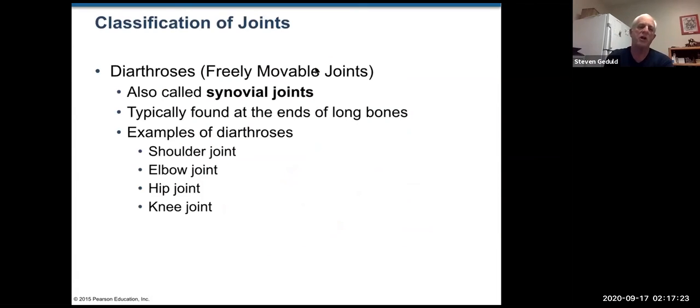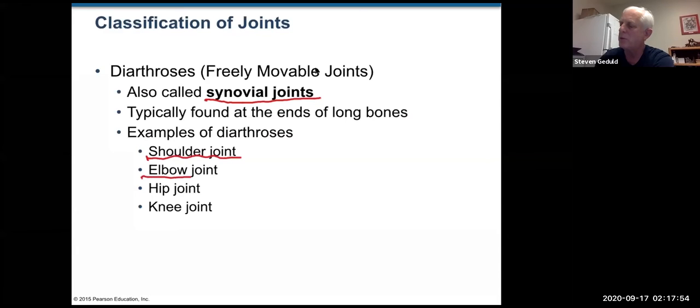Diarthroses are your freely movable joints. They're also called synovial joints. They're filled with synovial fluid. Typically found at the ends of long bones, like the end of the humerus, the end of the femur, and the scapula with the proximal end of the humerus. Examples of diarthrosis are your shoulder joint, pectoral girdle, elbow joint, hip joint, and knee joint. Those are all freely movable joints.